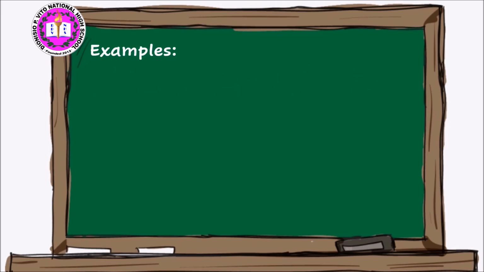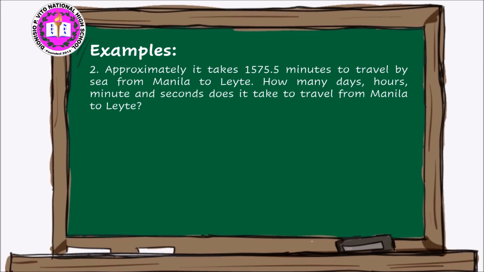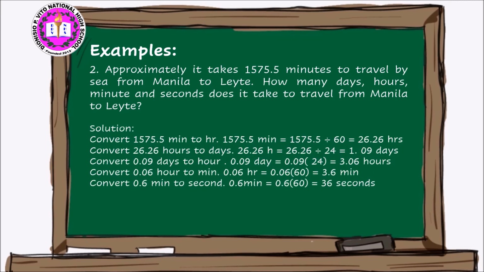Second example: approximately, it takes 1,575.5 minutes to travel by sea from Manila to Leyte. How many days, hours, minutes, and seconds does it take to travel from Manila to Leyte? Solution. We're going to convert 1,575.5 minutes to hours.